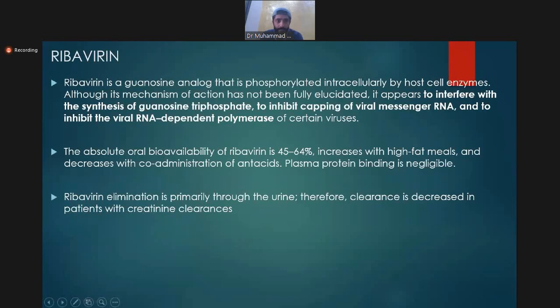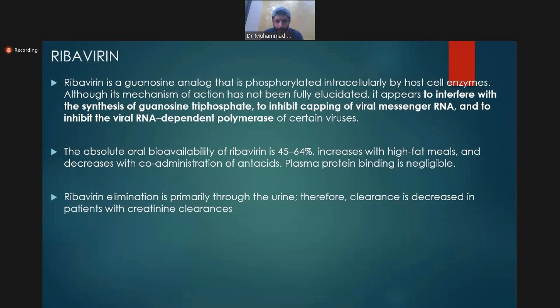Now, ribavirin is the last drug which is used to treat hepatitis C. It's a guanosine analog that is phosphorylated intracellularly by host enzymes. Although its mechanism of action has not been fully elucidated, it appears to interfere with the synthesis of GTP, to inhibit the capping of viral messenger RNA, and to inhibit the viral RNA-dependent RNA polymerase of certain viruses. So basically, what does it do? It interferes with the synthesis of GTP. It inhibits the capping of viral messenger RNA, which is basically important for viral RNA formation, and inhibits the viral RNA-dependent polymerases of certain viruses.